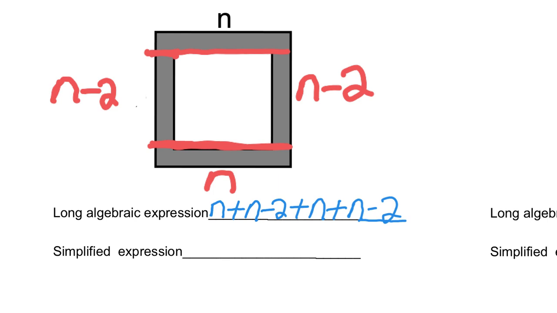So if I were to simplify this expression, I'm going to combine all my like terms. I'm going to count my n's. I have 1n plus 1n plus 1n plus 1n, and all of those n's add up to 4 n's in total. Now I look here and I have a subtract 2 and I have another subtract 2. Well, if I subtract 2 and then I subtract 2 again, I will have subtracted a total of 4. So my simplified expression ends up being 4n minus 4.